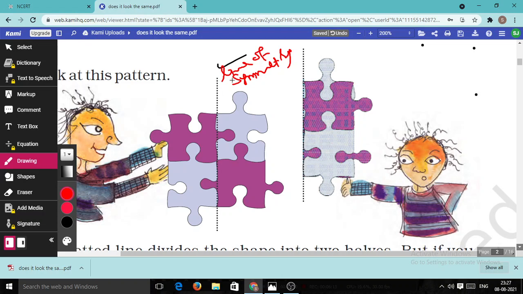Look here. I will repeat it. This looks like a line of symmetry, but this is not actually a line of symmetry, because this is not equally divided into two parts. Why is it not equal? Look here, this portion.